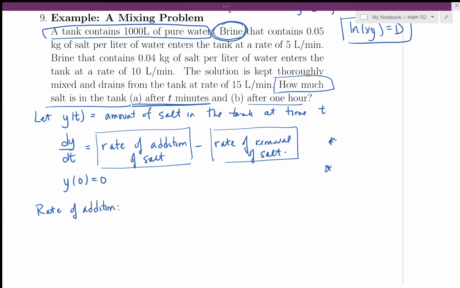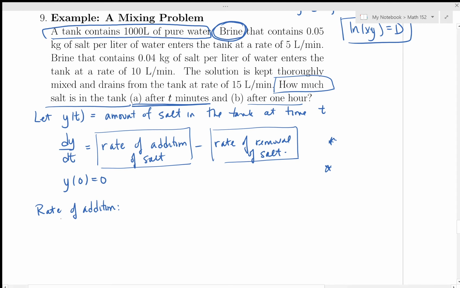I'm going to actually do this in a color so we can see what I'm doing. So I'm at the rate of addition, and I'm looking at what's coming in. Brine that contains 0.05 kilograms of salt per liter enters the tank at a rate of 5 liters per minute. Okay, so let me just get that part down first. How much salt is coming in? 0.05 kilograms per liter multiplied by 5 liters per minute. That's how many kilograms per minute of salt is coming in from one of the inlets.